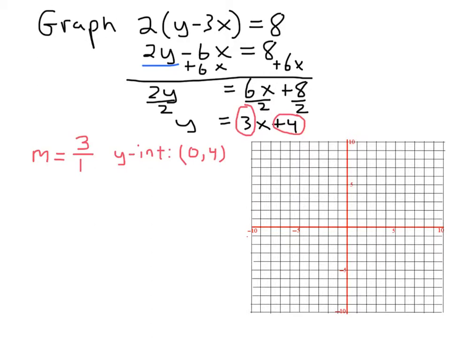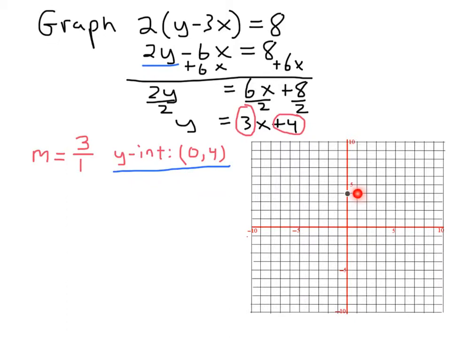So again, how do we graph this line? Well, we always start with the y-intercept. So we'll plot that right on the y-axis. Okay, so you see I've plotted that right here on the y-axis at the point (0, 4).